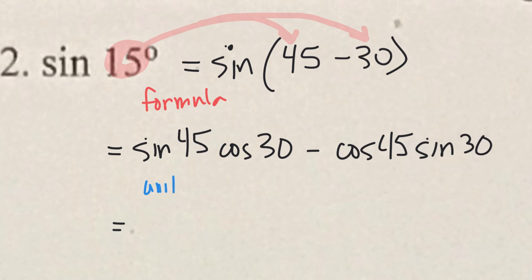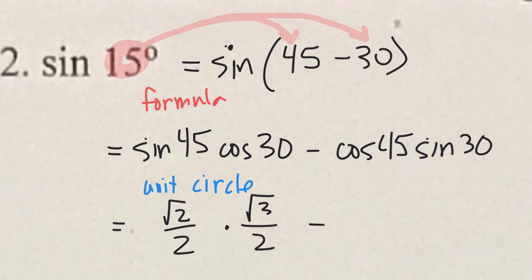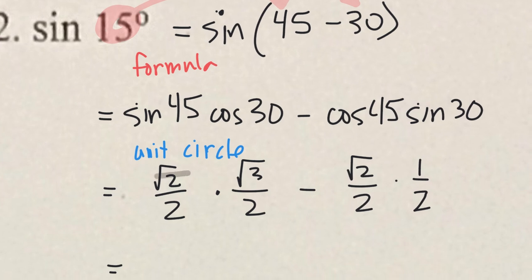Now let's go into our unit circle to replace these values. The sine of 45 is root 2 over 2. The cosine of 30 is root 3 over 2. Minus the cosine of 45, which is root 2 over 2, times the sine of 30, which is 1/2. These values come from your unit circle. And now we do fractional multiplication, which looks like top times top and bottom times bottom. We do that to both of them.